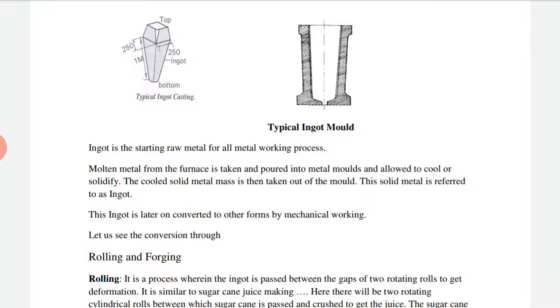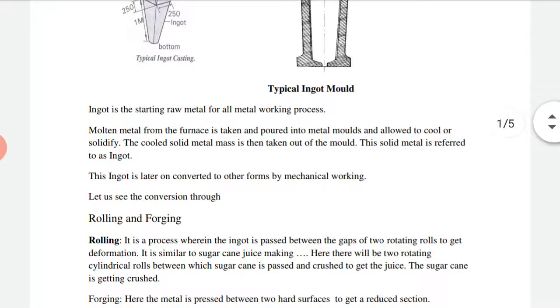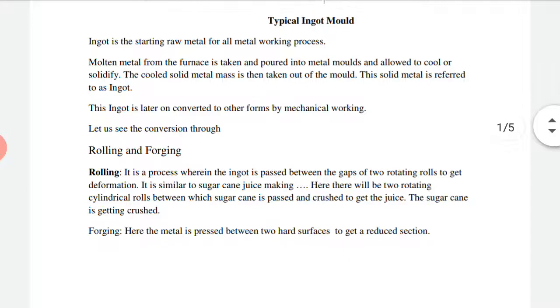Molten metal from the furnace is taken and poured into metal molds and allowed to cool or solidify. The cooled solid metal mass is then taken out of the mold. The solid metal is referred to as ingot. The ingot is later on converted to other forms by mechanical working. Let us see the conversion through rolling and forging.